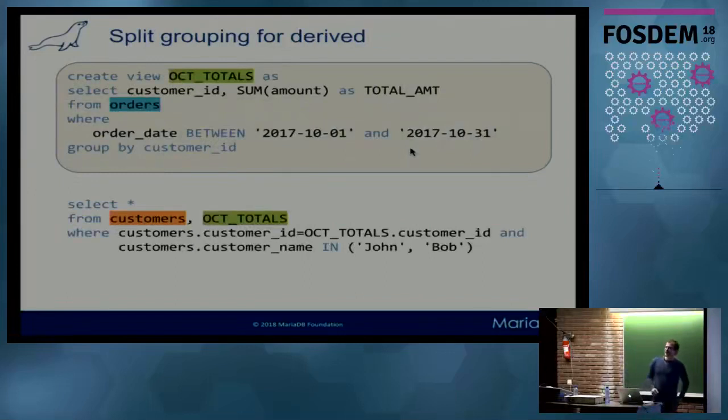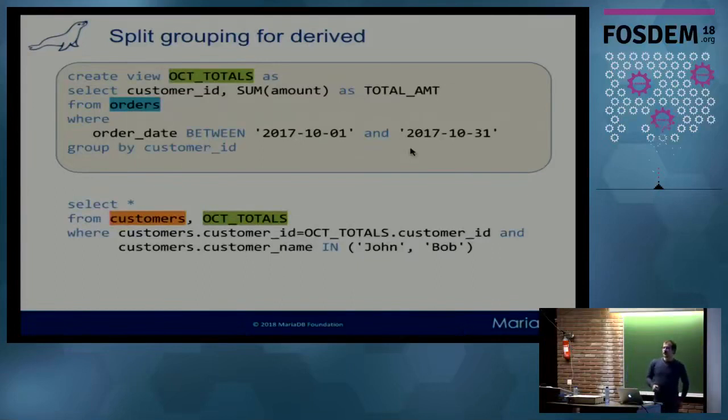Okay, so the final optimization. I think the name for this is not quite fortunate, so we're probably going to change it. For now, we call it split grouping for derived. So what happens here? We have a query similar to the one before. We have a group by statement. But because there is no equality, we don't filter by one customer ID. We have a range of customers. Here, see, we have customer name in John and Bob, but we don't have customer name inside orders. We have customer ID. So we have the join condition here: customer ID equals October totals customer ID, and we filter by customer name.